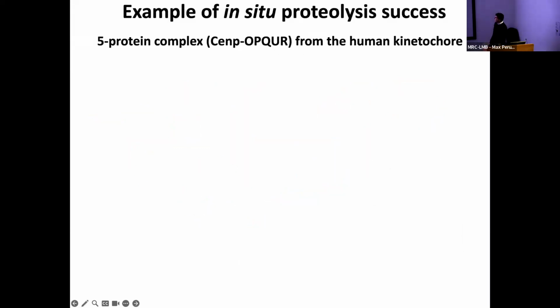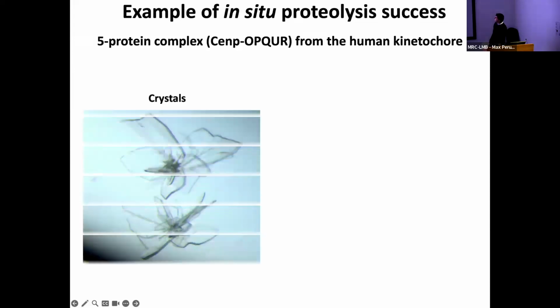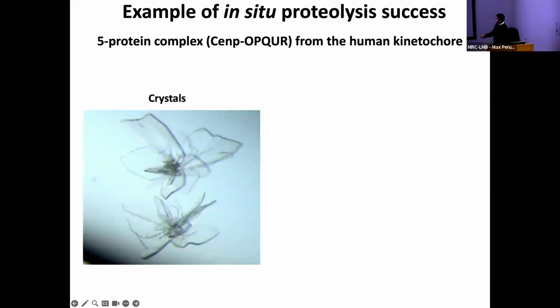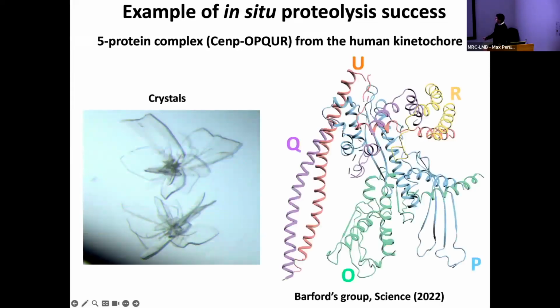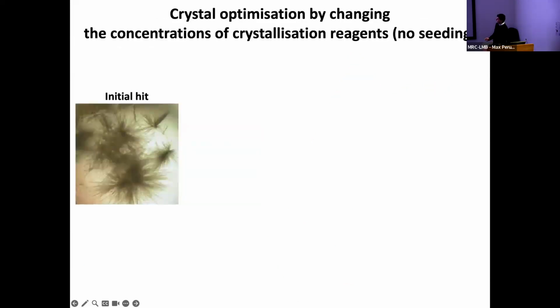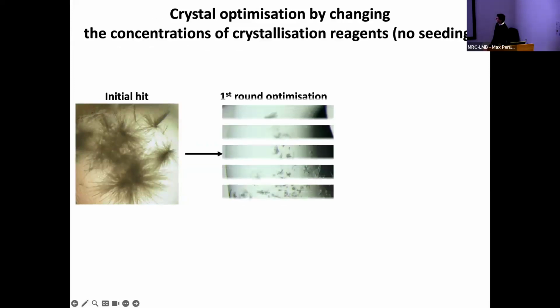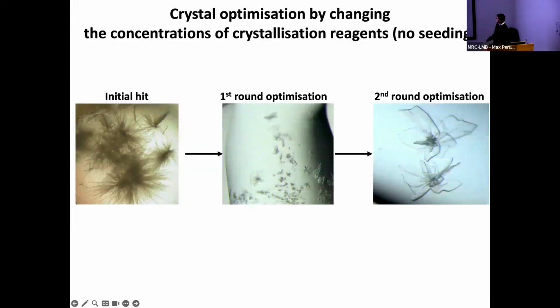This is an example of how we helped one of the students here before. This was the crystal we were able to obtain. And this is the structure we solved, which went into a good publication. To begin, the hits were like this. And then just through a couple of rounds of optimization, we got suitably diffracting crystals.